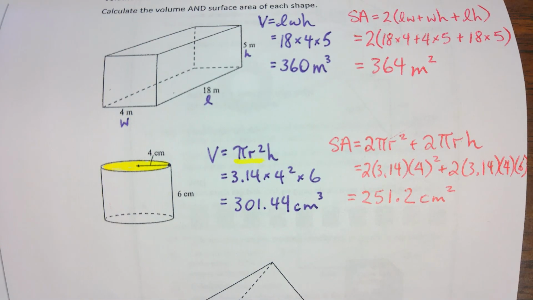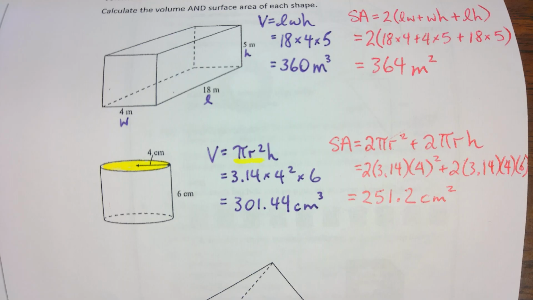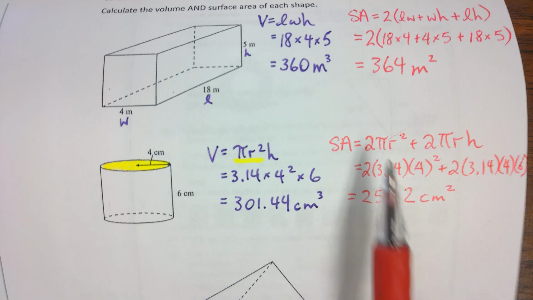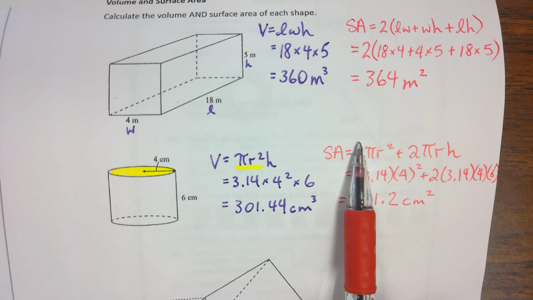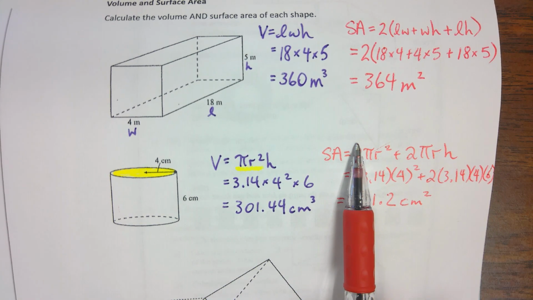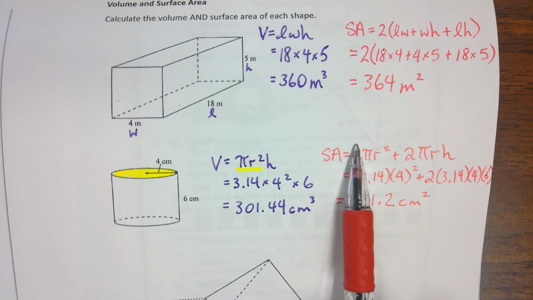Now let's say I'm being so difficult and I say that I'm putting an expiry date label on the bottom, but not on the top. So how would my formula change? Right. So if I only want one of the circles, then my formula would change to pi r squared plus 2 pi r h. Good.